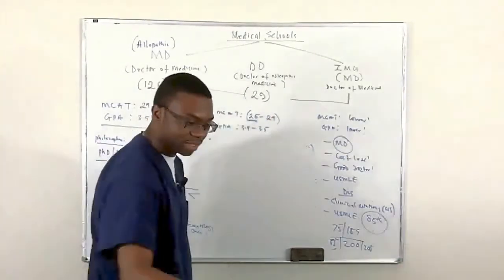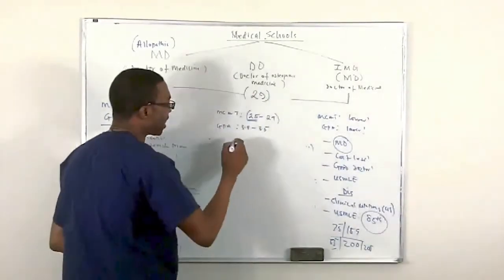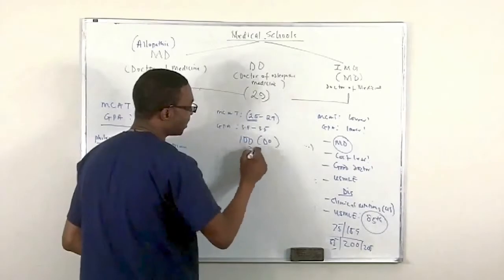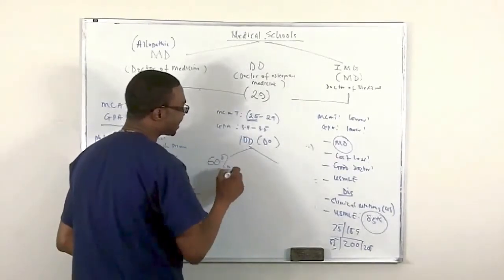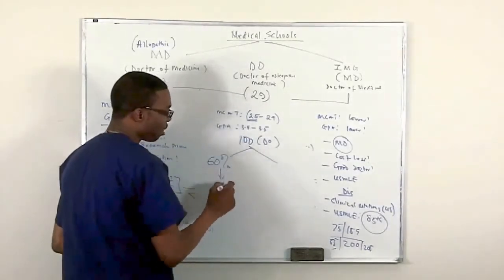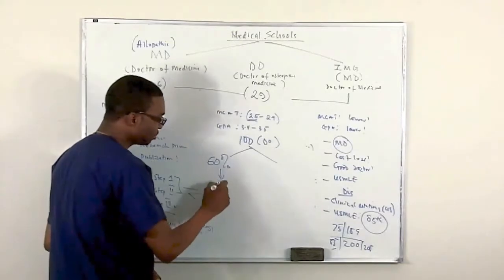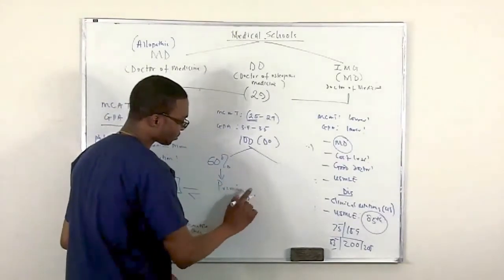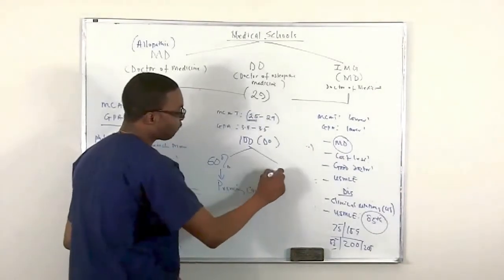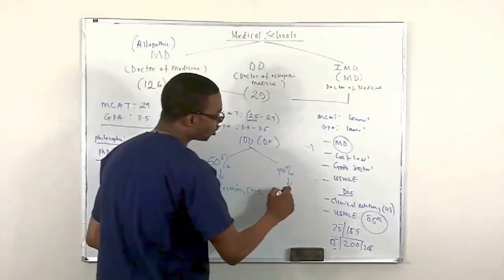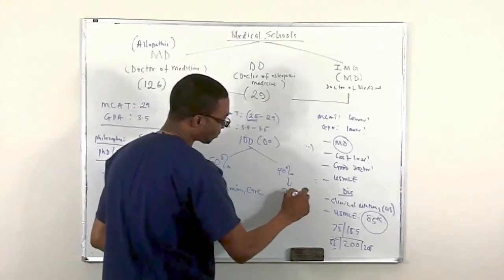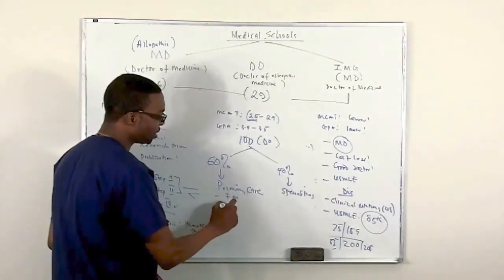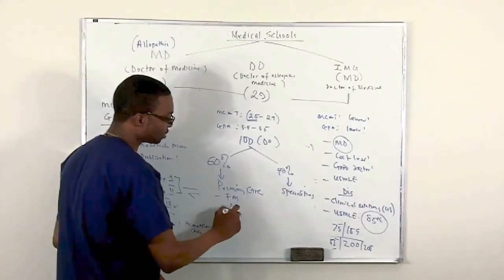If you visit a DO school, it's very important to note that out of 100% of DO physicians in the United States, 60% of doctors that graduate from osteopathic medical school go into primary care, and 40% go into specialties. When I say primary care, I mean family medicine, pediatrics, and internal medicine.